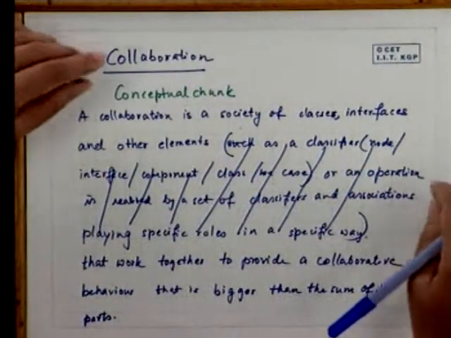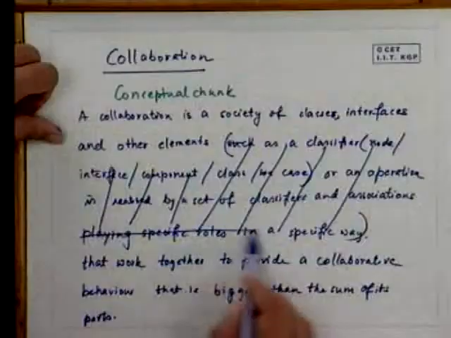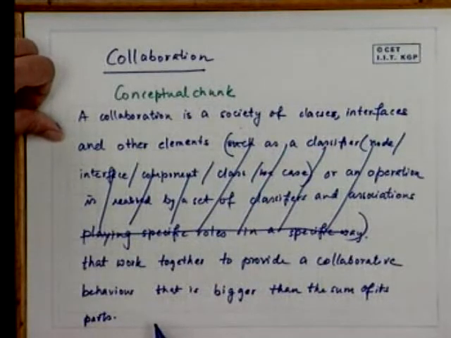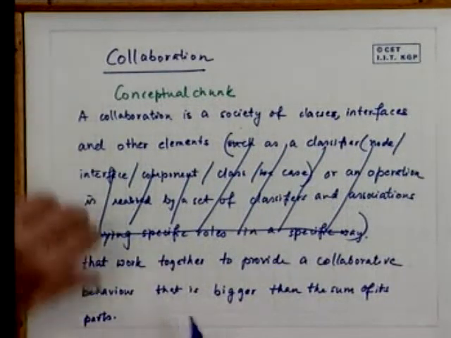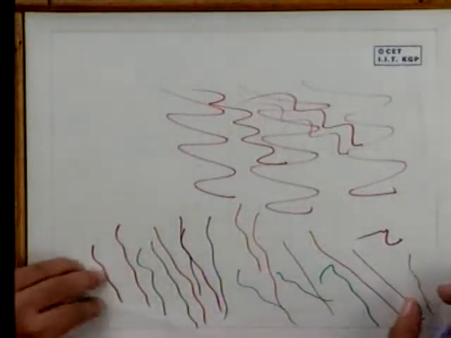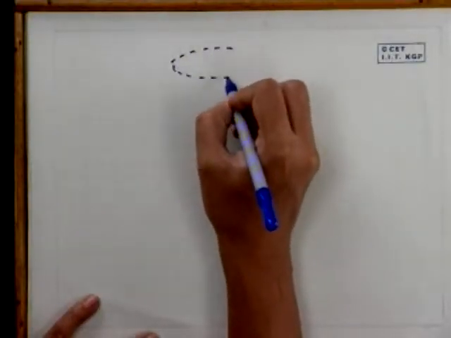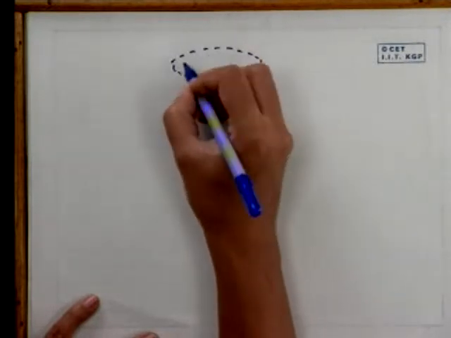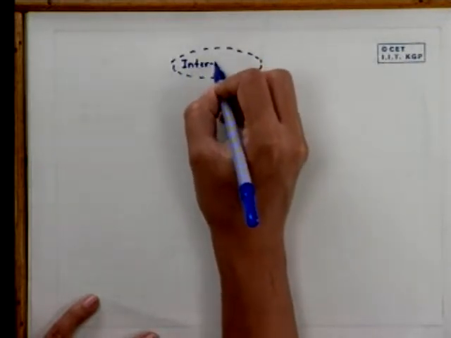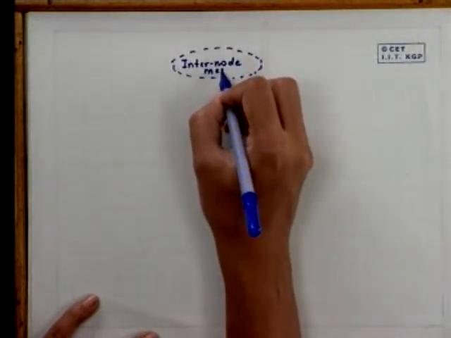Let me repeat. A collaboration is a society of classes, interfaces, and other elements that work together to provide a collaborative behavior that is bigger than the sum of its parts. A collaboration is also the specification of how an element, such as a classifier or an operation, is realized by a set of classifiers and associations. A collaboration is represented by a dashed oval. For example, this is a collaboration whose name is internode messaging.